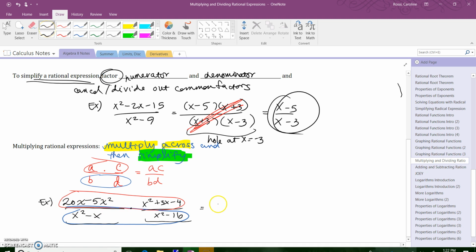Let's start by factoring here. You can't cancel until you factor. So I'm just going to take them one by one, and if I'm going to factor that, that would be a greatest common factor.